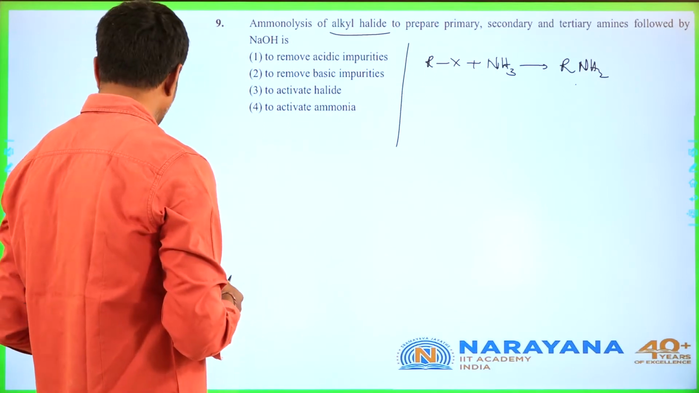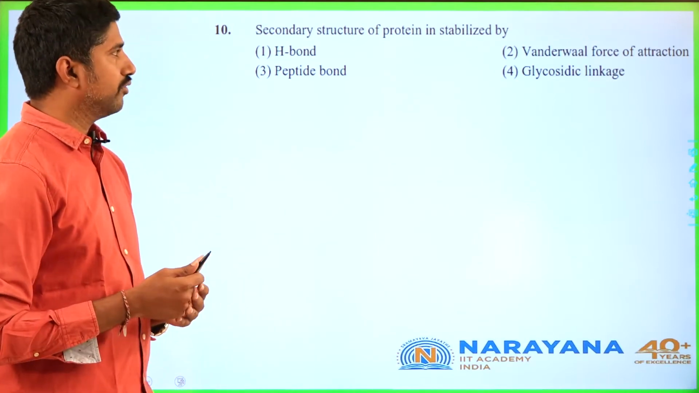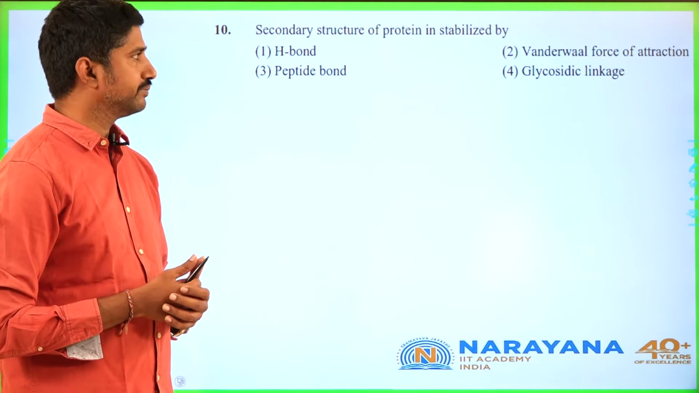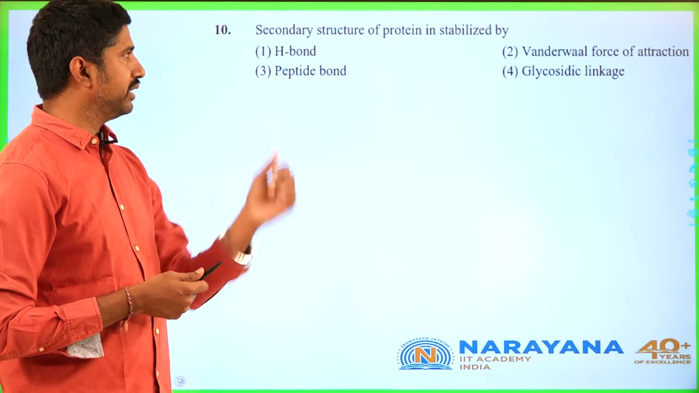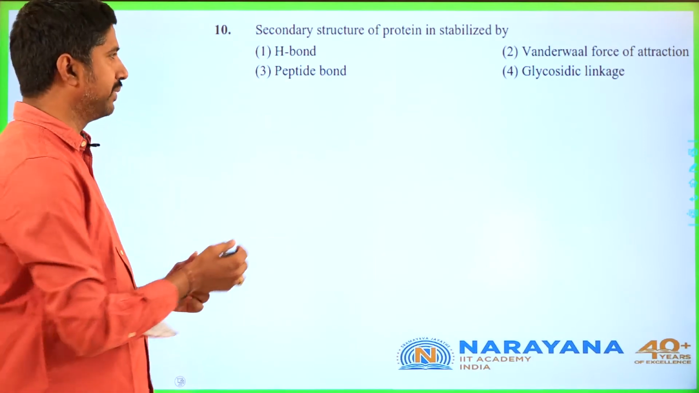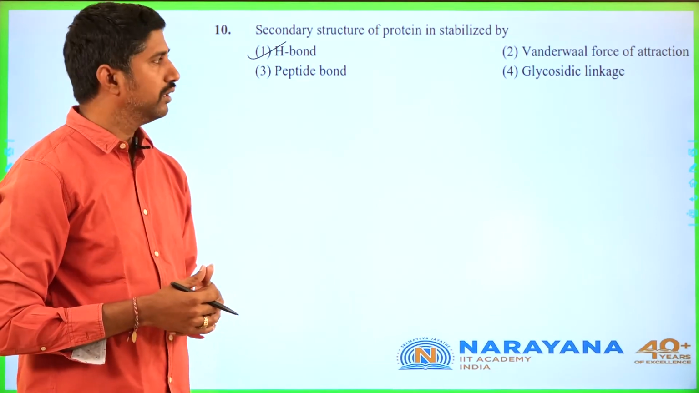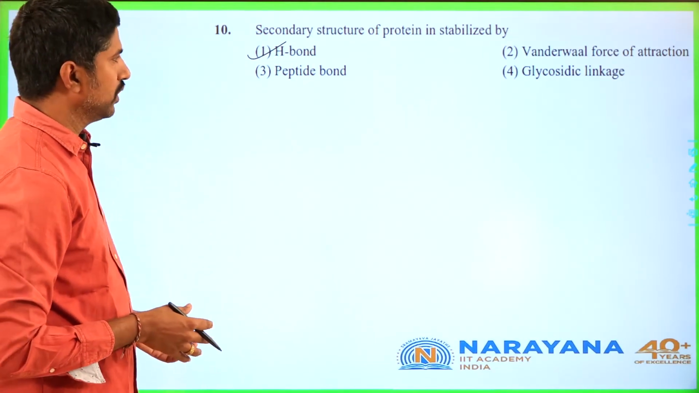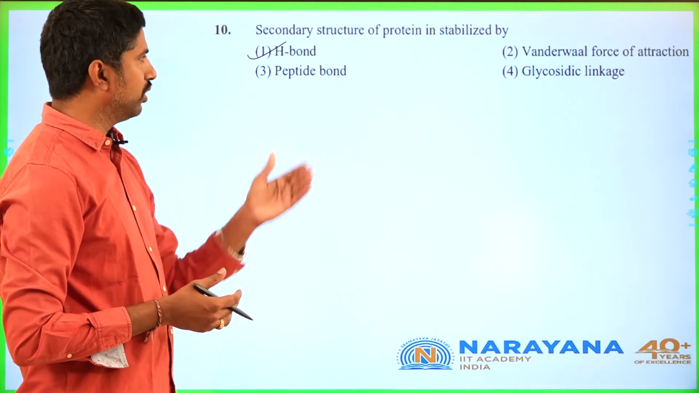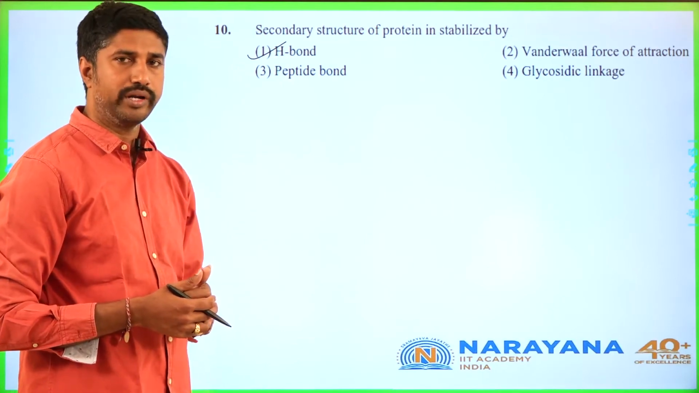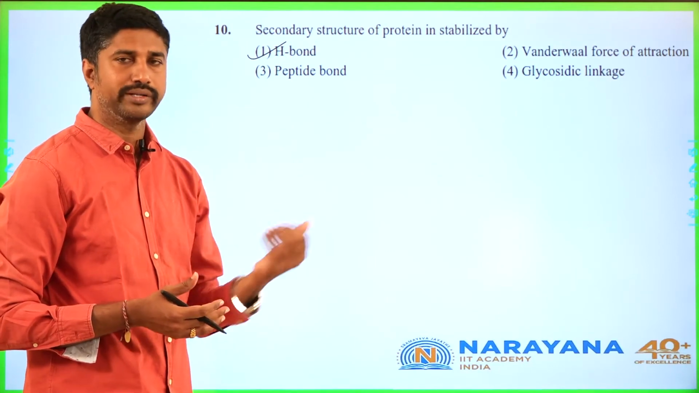So the next question: the secondary structure of protein is stabilized by. Proteins' secondary structures are always stabilized by hydrogen bonds. That is a common point, and it is a theory based question. If it is molecule to molecule, we can say van der Waals forces, and there may be a chance of hydrogen bonding. As we have hydrogen bonding connectivity in the secondary structures of proteins, the answer is hydrogen bonding.